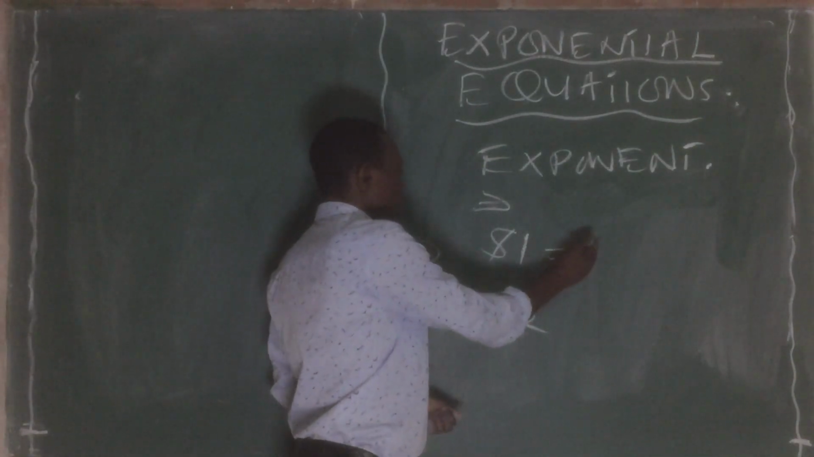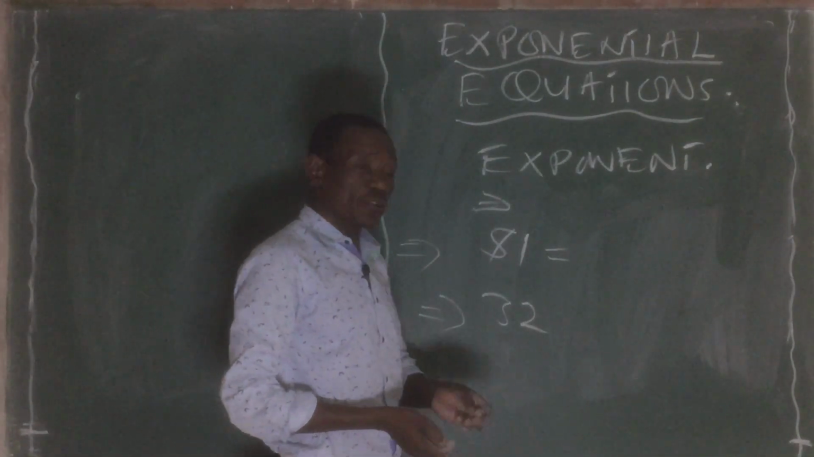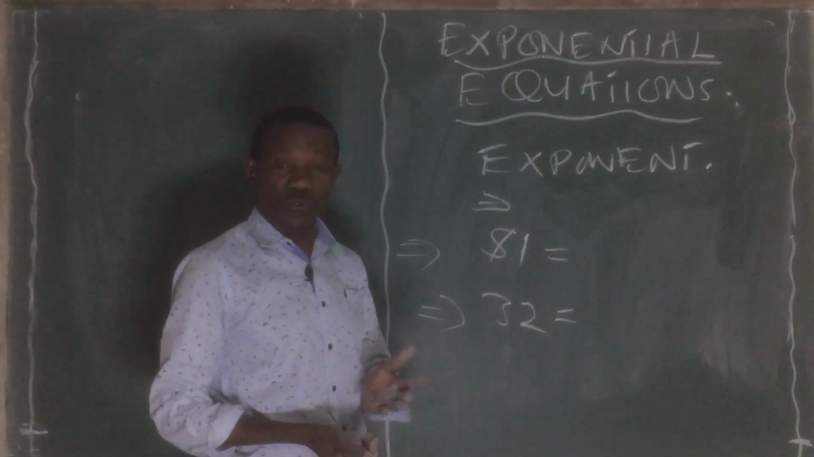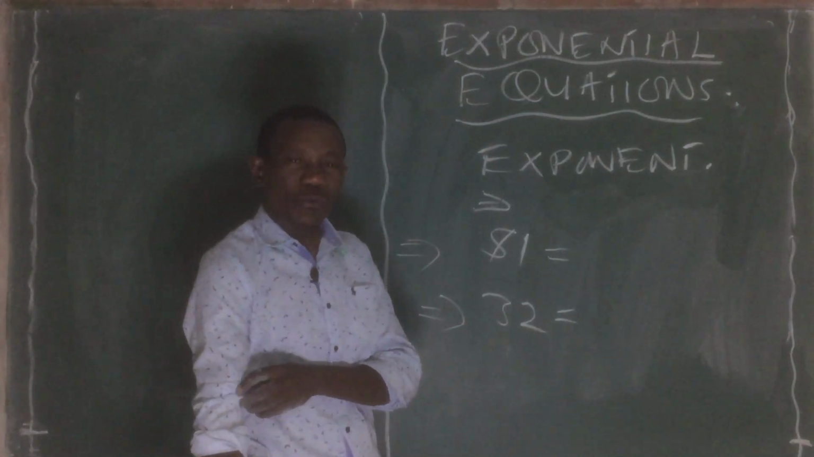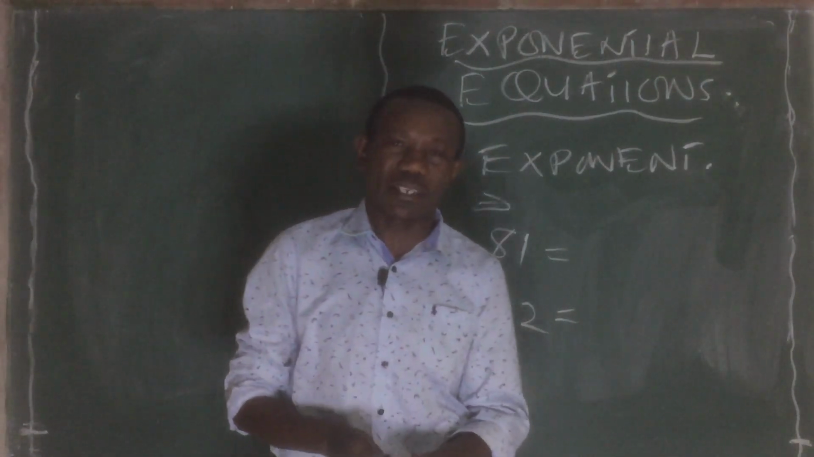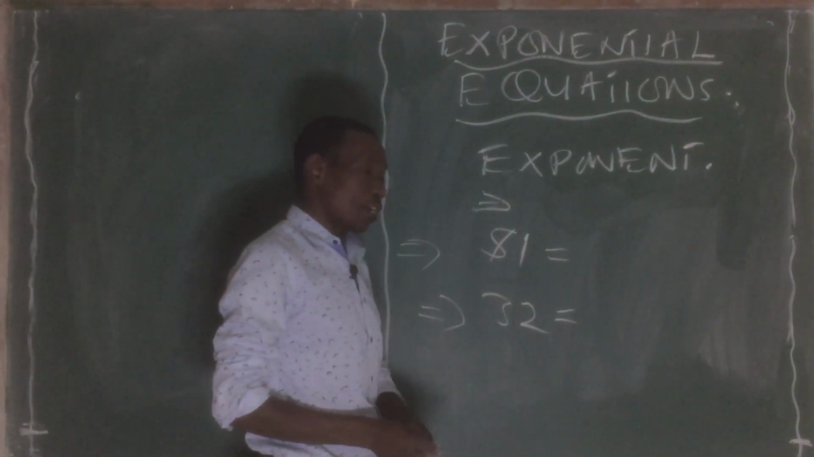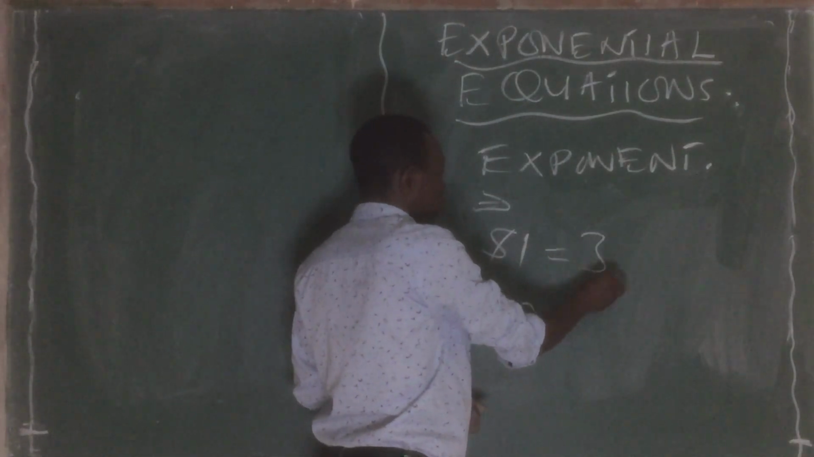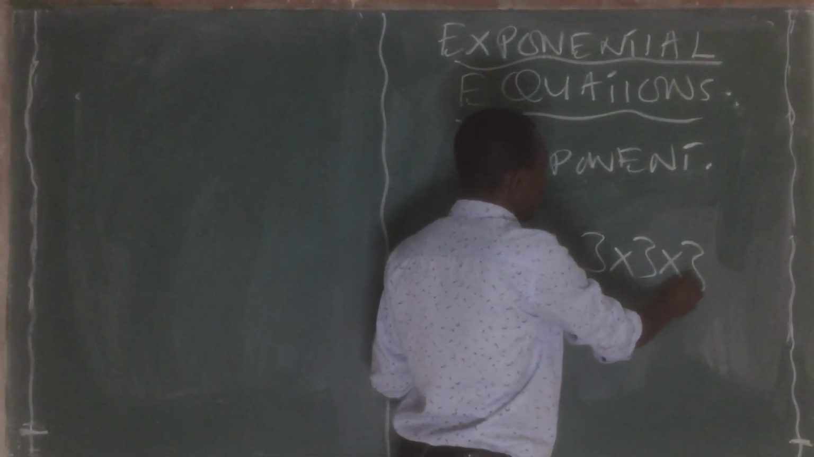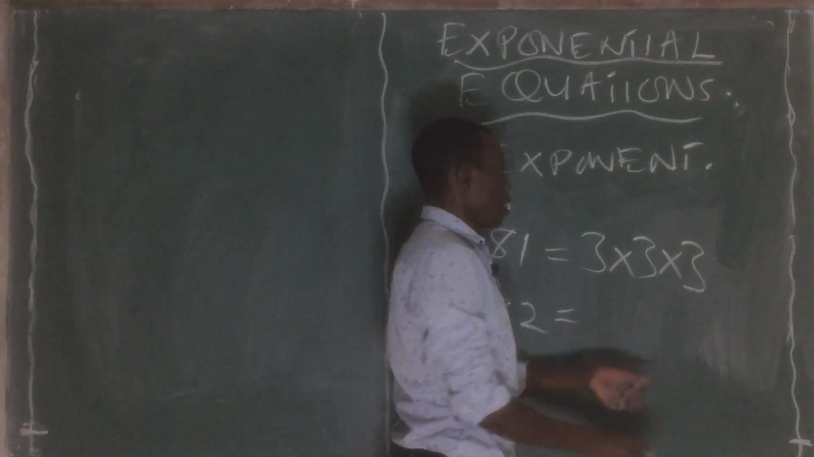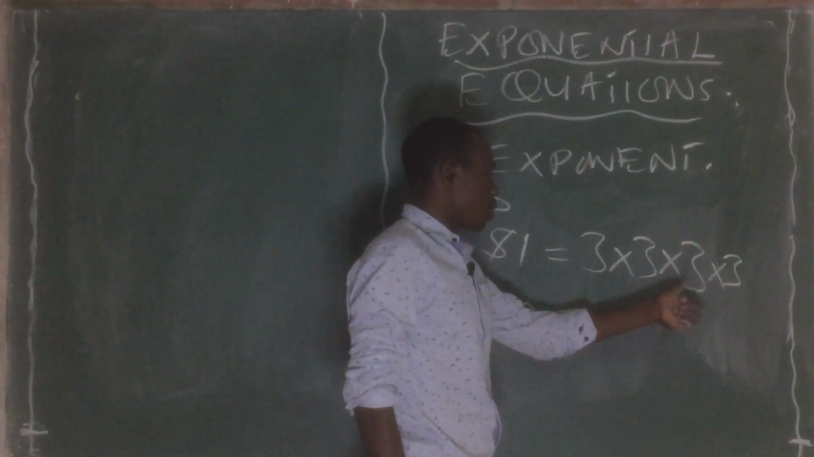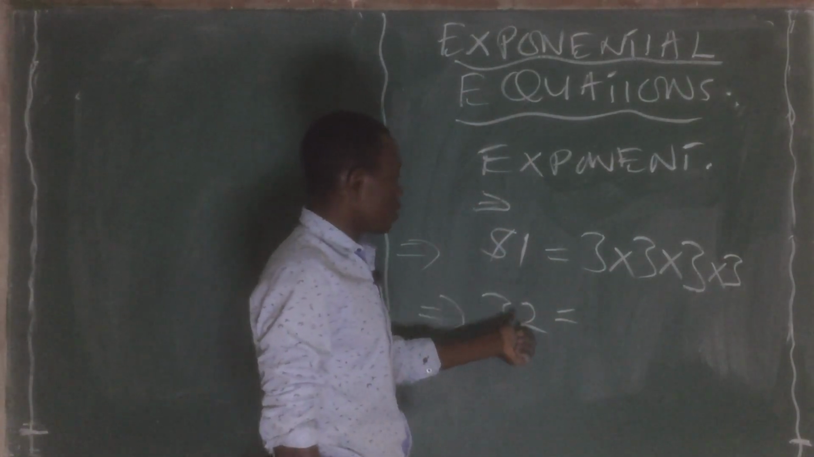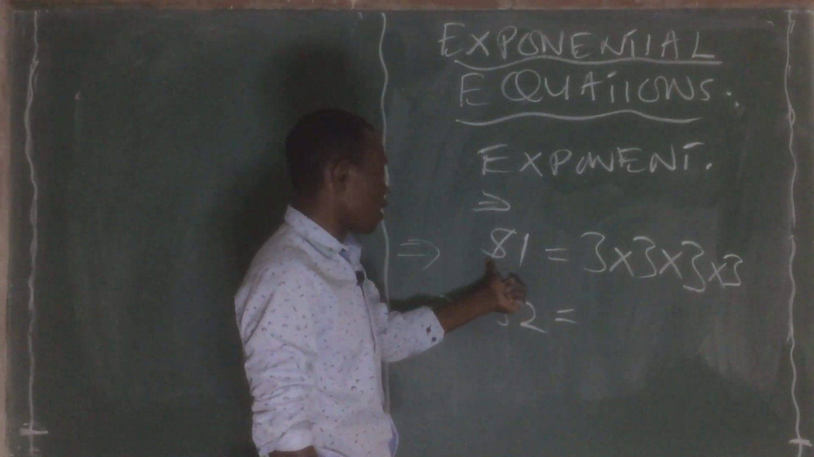So, for example, 81 can be written in factors of 3. It's like asking yourself, how many 3s can I multiply in order to get 81? And 32 can be written in factors of 2, asking how many 2s can you multiply to get 32. For 81 in factors of 3, I have 3 multiplied by 3, which gives 9, multiplied by 3 again gives 27, times 3 gives 81. So we have four 3s which are multiplied to give us 81.